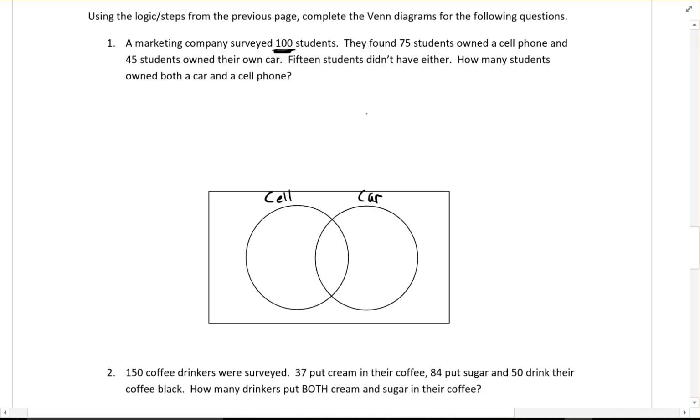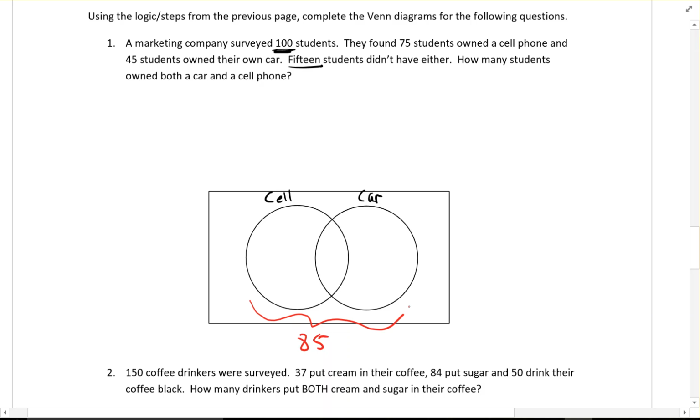They might not own a cell phone or a car, right? And it does say that here, 15 students didn't have either. So what we need to figure out first, if we want to figure out how many would own both, or not both, but and/or, they'd be in either one of those circles. What makes up both? So that's going to be 100 minus 15, so 85. That makes up that whole thing there, right?